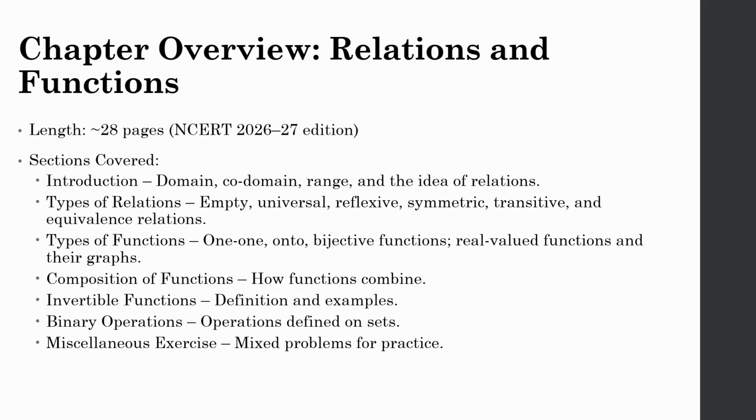Chapter Overview of Relations and Functions. NCERT 2026-27 edition has 28 pages to cover this chapter. In this chapter, it covers introduction to domain, codomain, range, and the idea of relations. Types of relations: empty, universal, reflexive, symmetric, transitive, and equivalence relations. Types of function: one to one, onto, bijective, real valued functions, and the graphs.